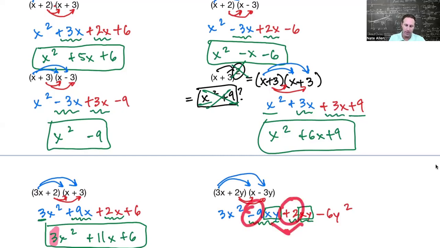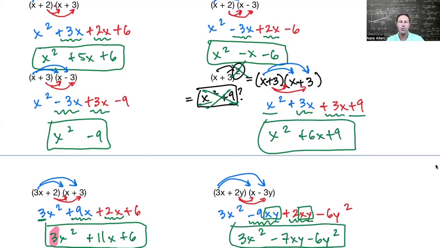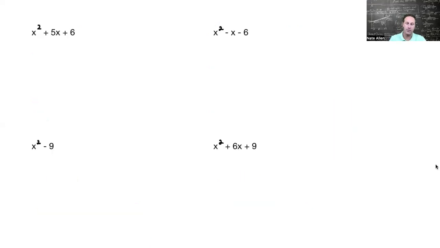So that will give me a final answer of 3x squared - 7xy - 6y squared. So now that we know how to multiply, let's make sure that we know how to undo that, aka the inverse, and divide. To multiply things, let's take a look at this first one. Let's call it factoring, by the way.